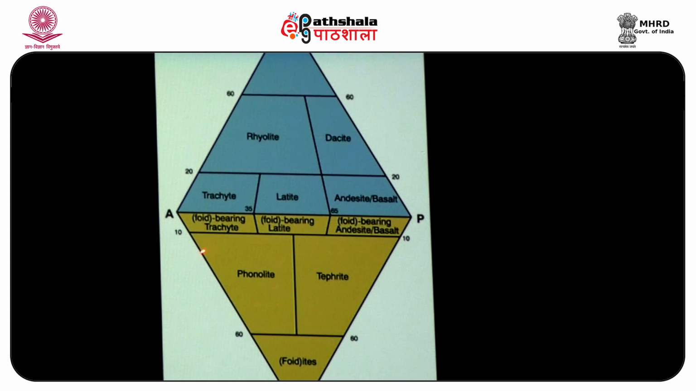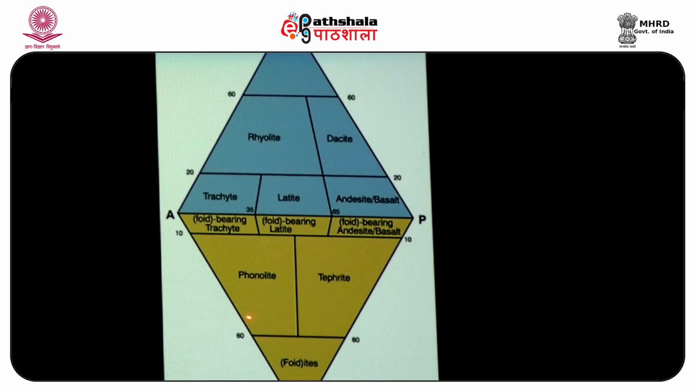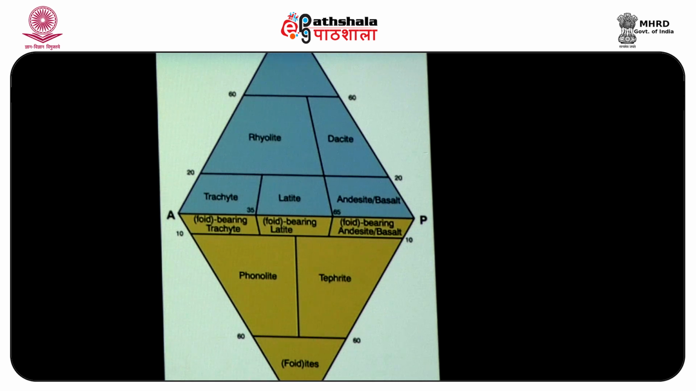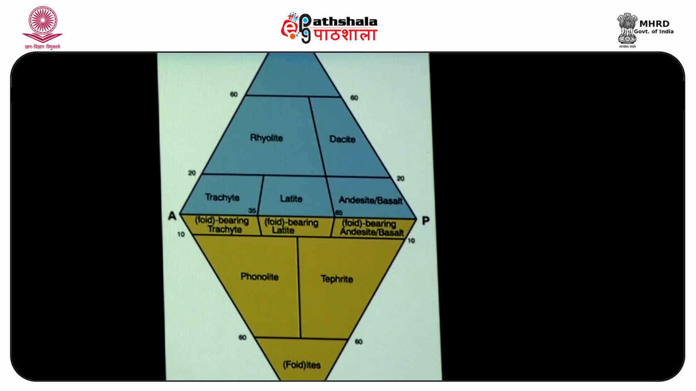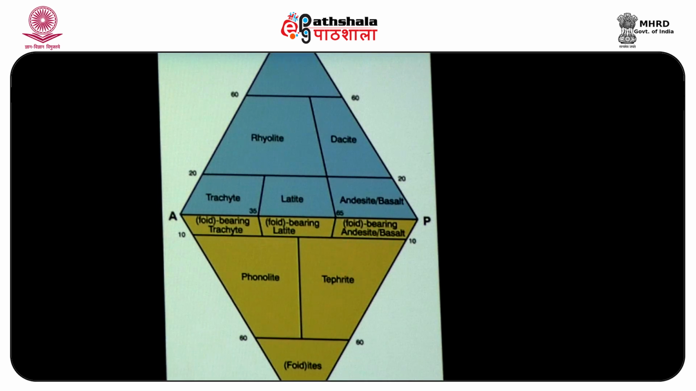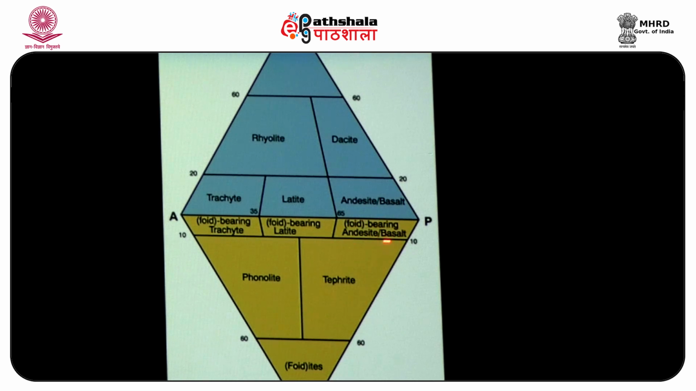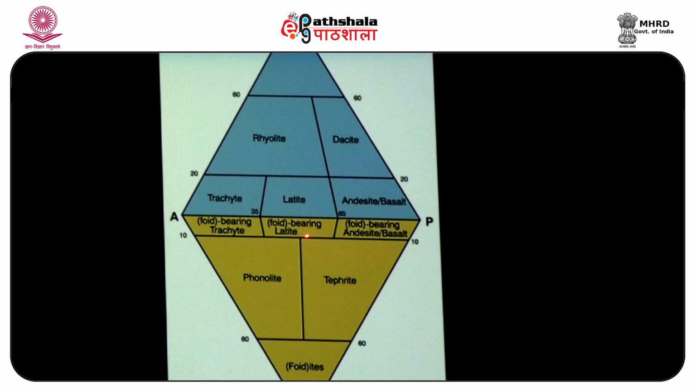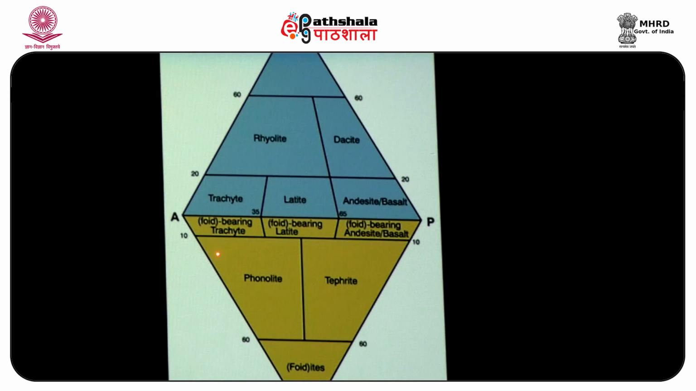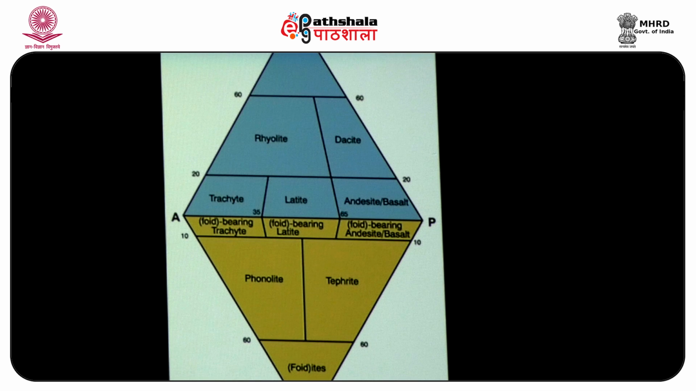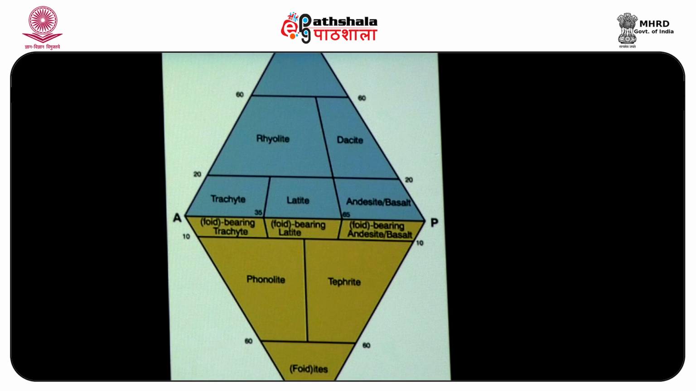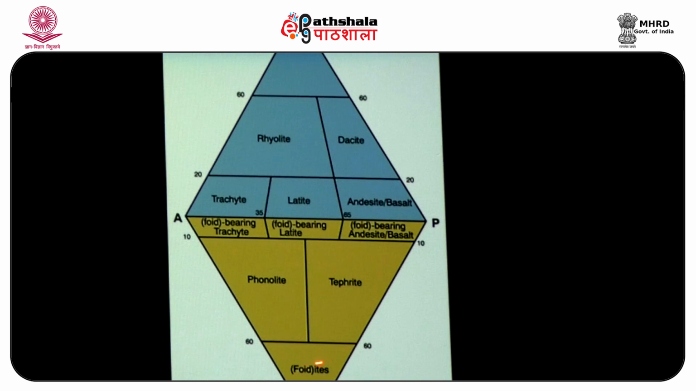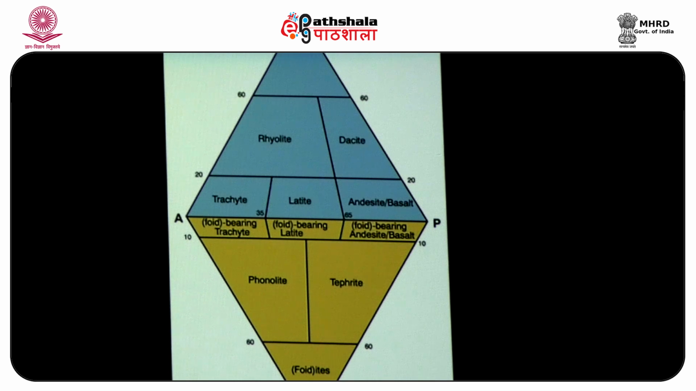This side is again undersaturated rocks, which are again more of a volcanic rock, where you have very, very fine grained rocks. So, what we get here is phonolite, tephrite, void bearing andesite, void bearing latite and void bearing trachyte. So, this is the IUGS, or International Union of Geological Sciences. This is the classification given based on the mineralogy.